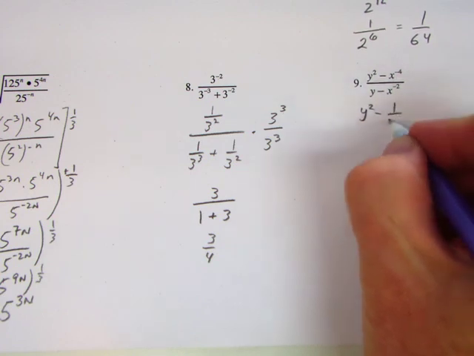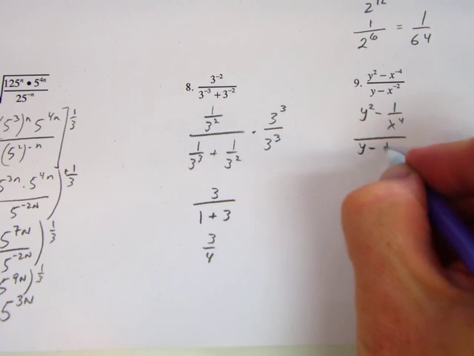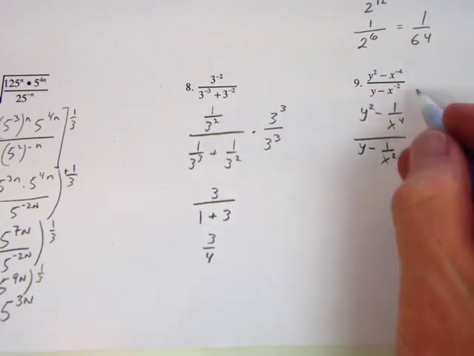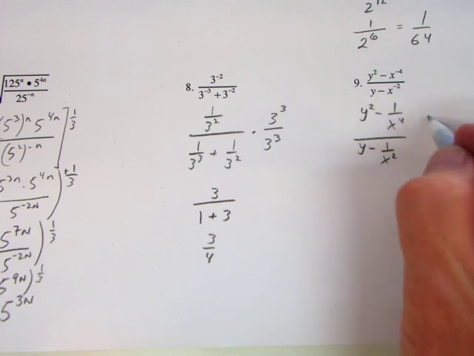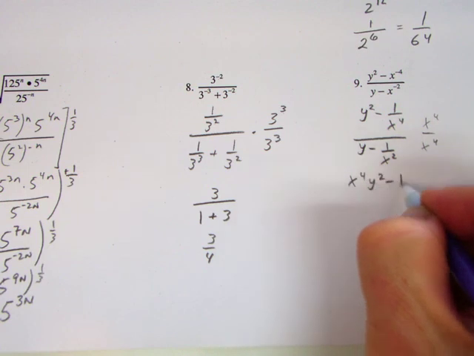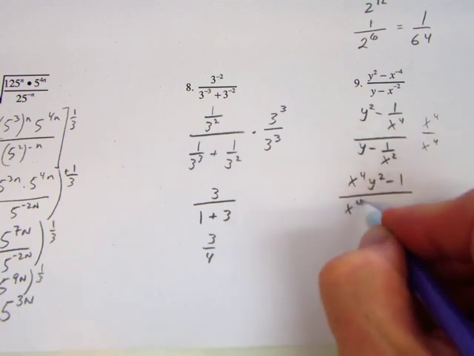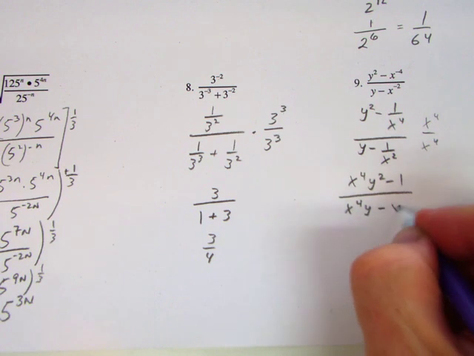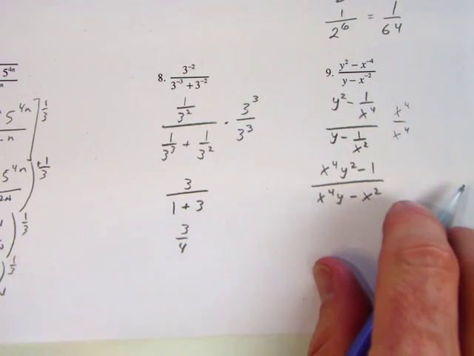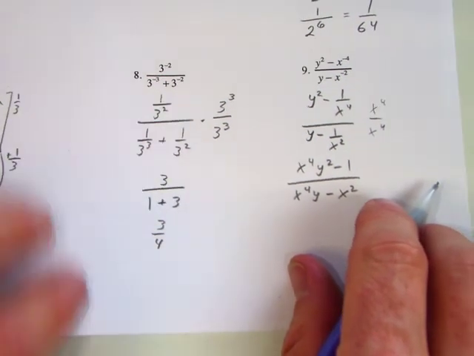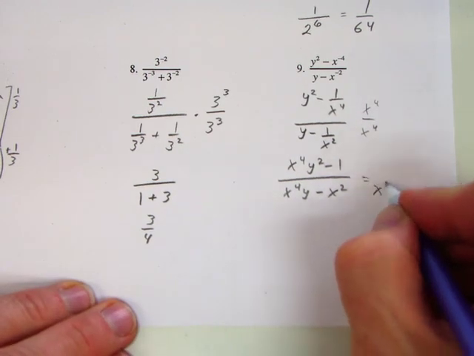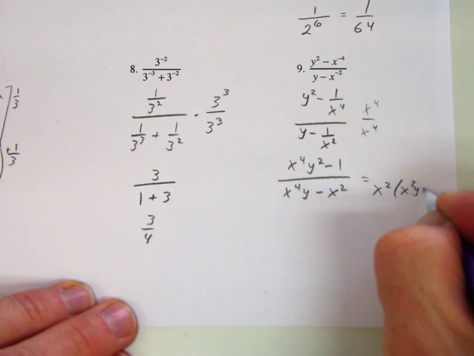This x to the negative fourth is 1 over x to the fourth, and then y minus 1 over x squared. If I multiplied by the LCD, which would be x to the fourth here, x to the fourth over x to the fourth, I'd be left with x to the fourth y squared minus 1 over x to the fourth y minus x squared. Now I can factor this. How would I factor that? I can see that the bottom has a common x squared in it. So this would be x squared times x squared y minus 1.